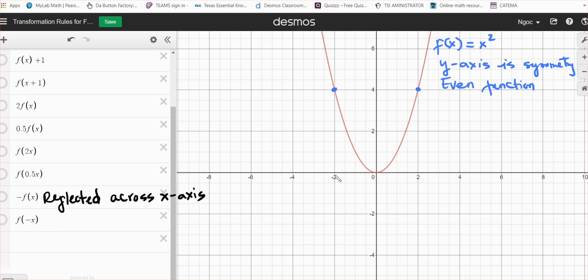So since it's an even function and since the y-axis is the symmetry of the graph, now let me graph f of negative x. When we graph f of negative x, we don't see anything change because f of negative x is the same thing as our parent function here. What it means is that when you reflect the graph across the y-axis, in this case the y-axis is our symmetry. So this is reflected across the y-axis.